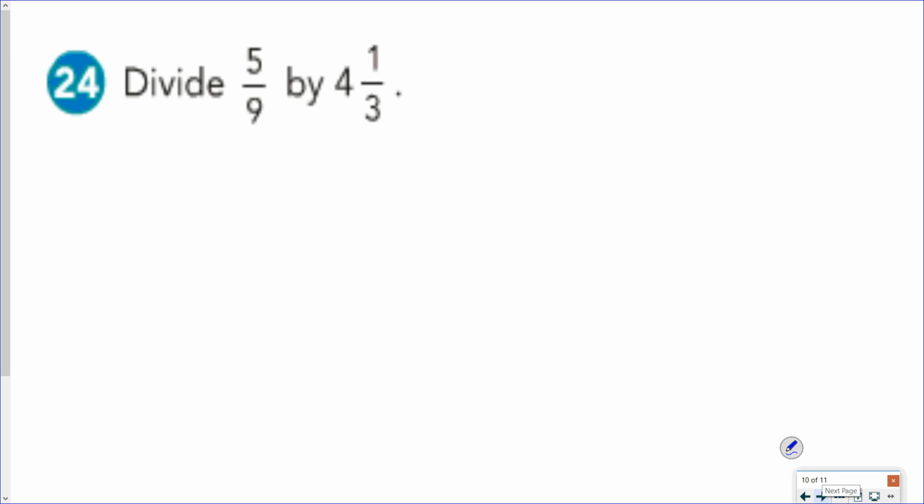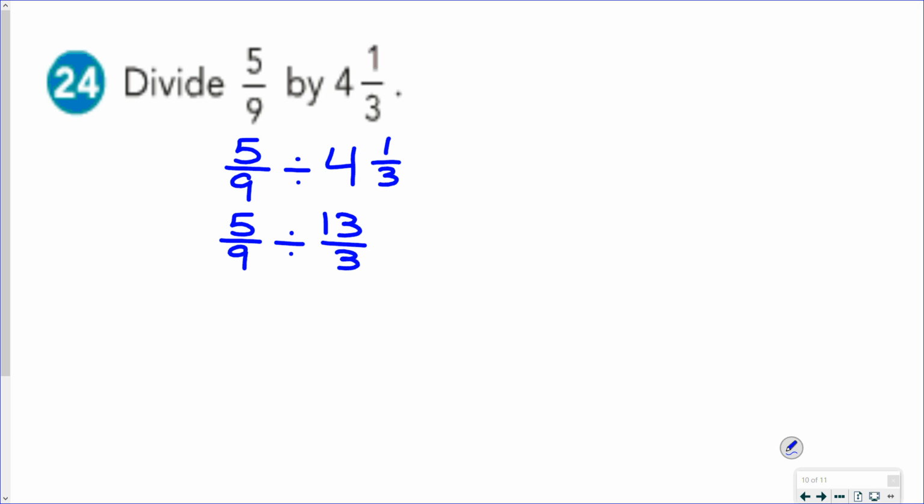So if I'm dividing 5/9 by 4 1/3, I would have 5/9 divided by 4 1/3. Again, I'm still at division at this point because the only thing I'm doing is converting 4 1/3 into an improper fraction. And my improper fraction would be 13/3. So I keep the first number the same, convert division to multiplication, and use the reciprocal of 13/3, which is 3/13.